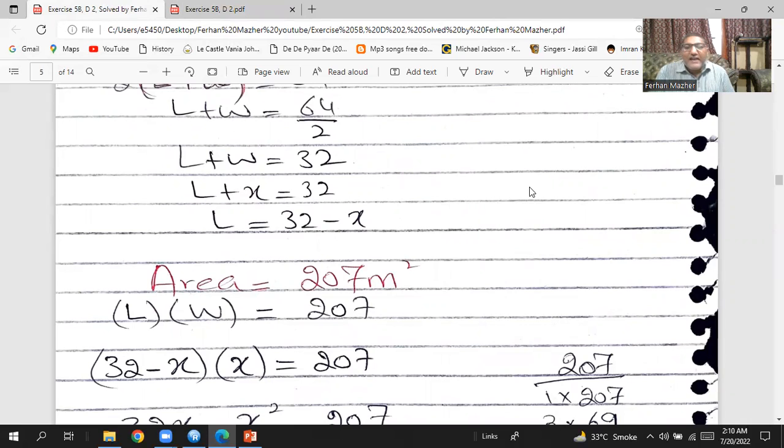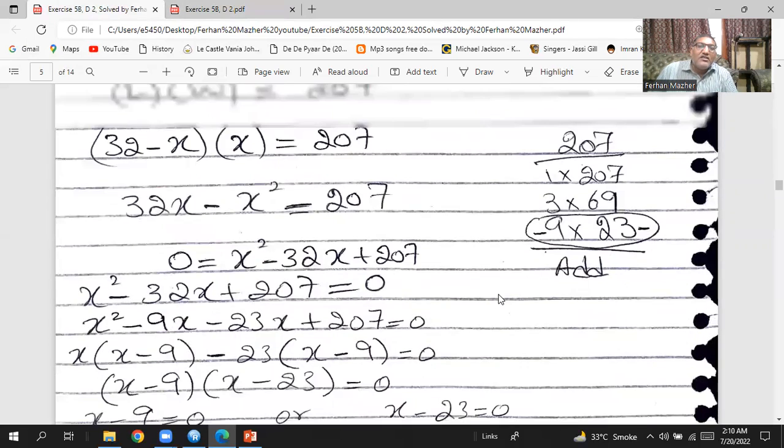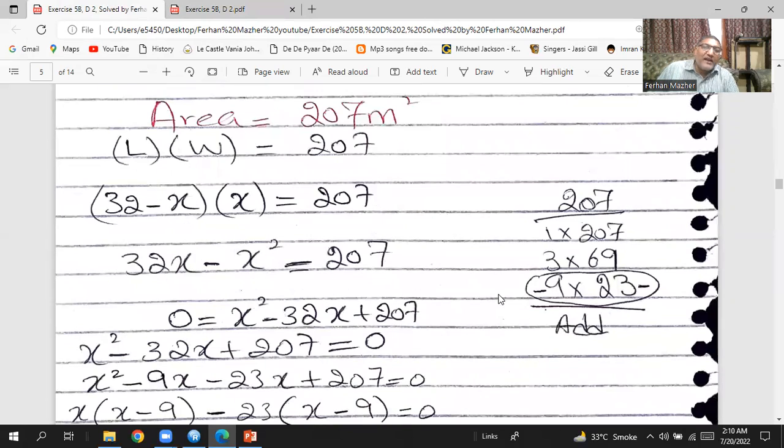The area of the rectangle is length multiplied by width. So in one bracket, we will have 32 minus x, and in the other bracket, we will have x. We multiply them, and that is equal to 207. So when you open that bracket, it will be 32x minus x square equals 207. So you will have x square minus 32x plus 207 equals 0.